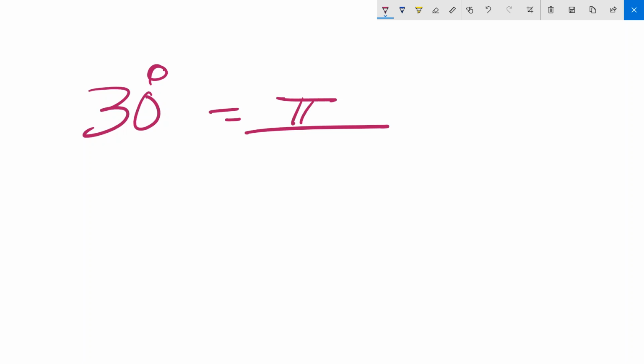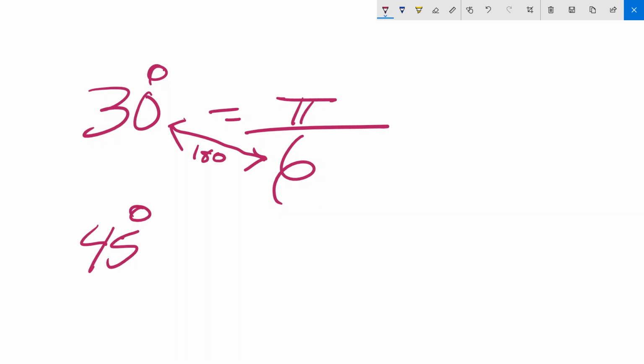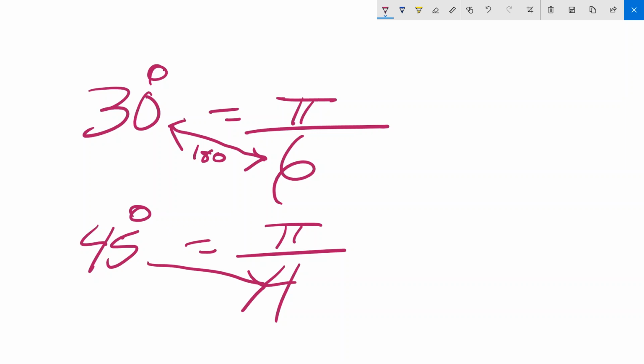No. Just think that 30 times the denominator has to equal 180. When the only thing in the numerator is 1 pi, then the denominator has to be 6. Those two things multiply always to 180. So 45 degrees is pi over what? 4. Those two things multiply to 180.